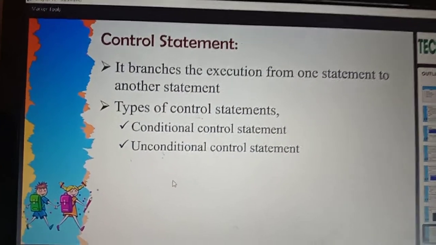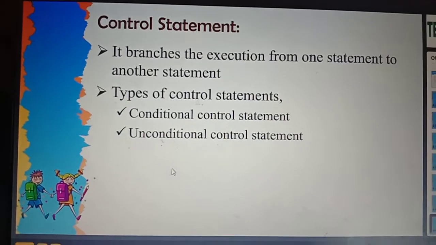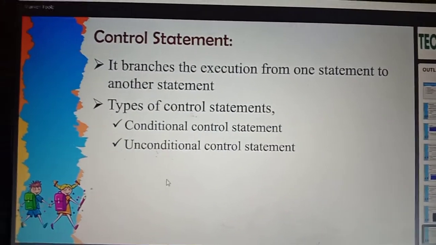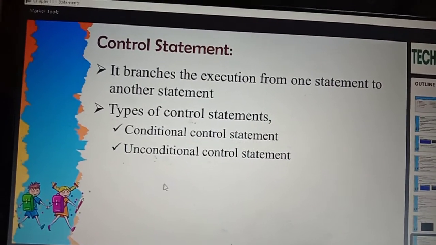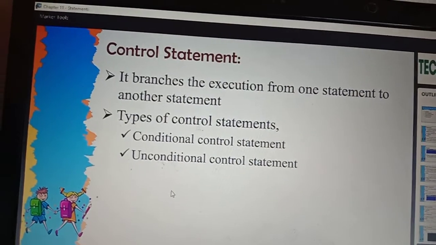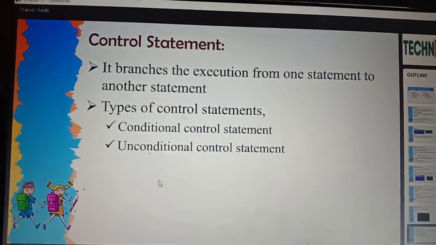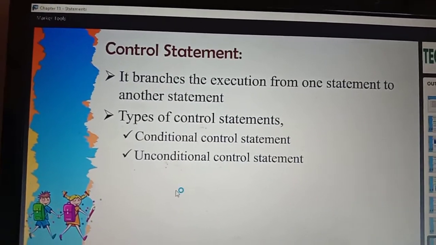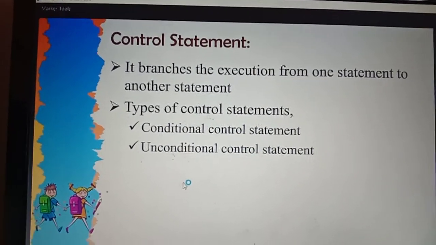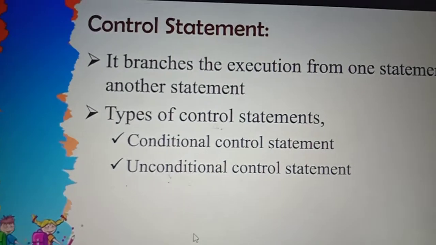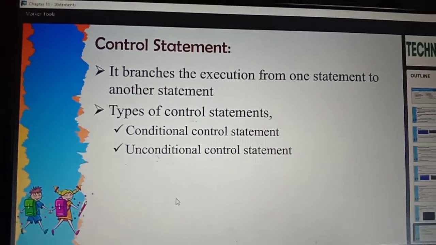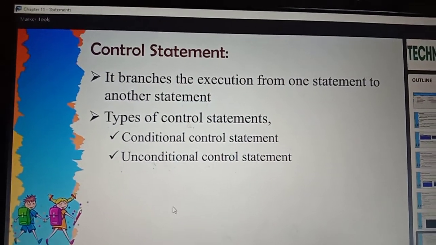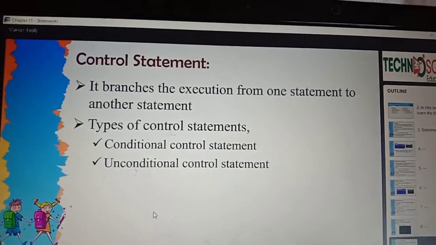Next, I told you that there are two types of control statement, right? What is a control statement? It branches the execution from one statement to another statement. Okay, so what branches the execution from one statement to another statement is called a control statement. The two types of control statements are conditional control statement and unconditional control statement.